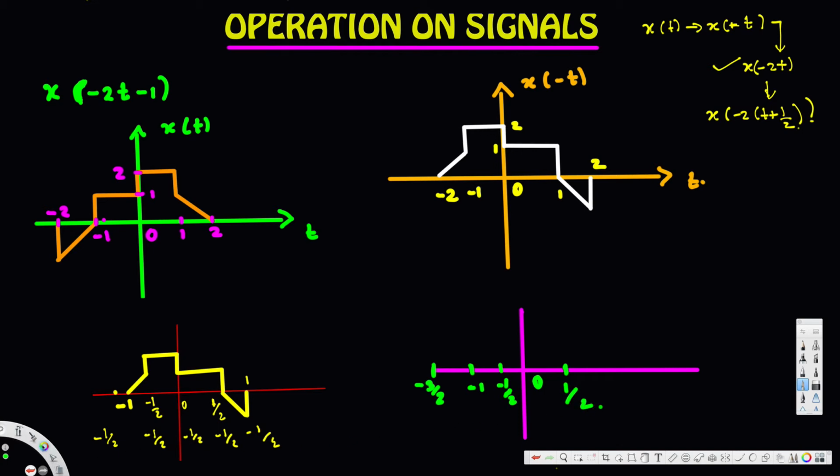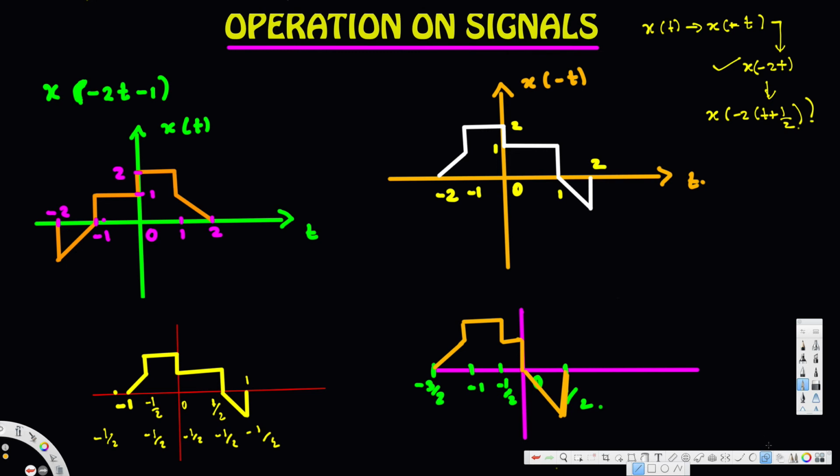Okay, now let's go ahead and draw the graph. Here we are going to have something like this, and then this, then like this, like this. Okay, so this is our final graph.